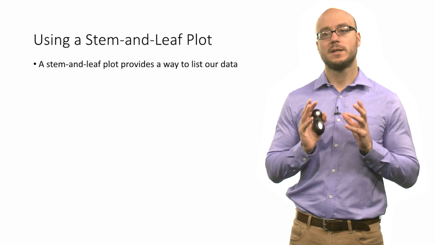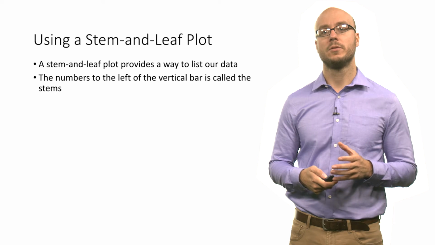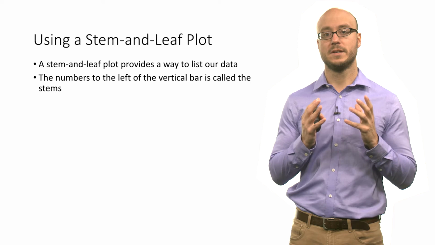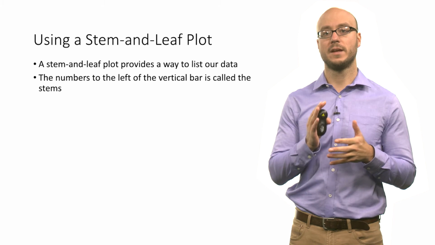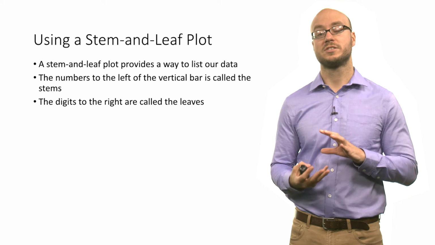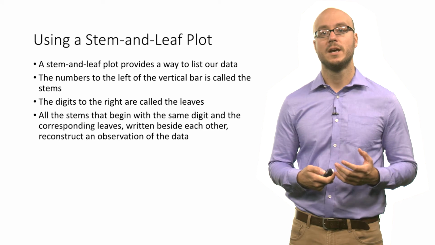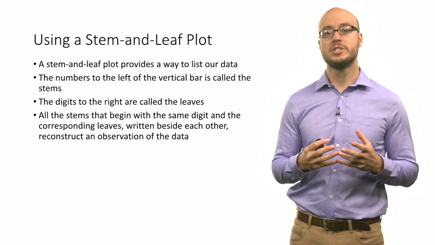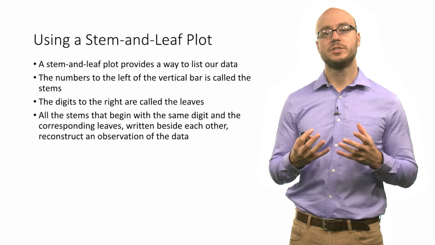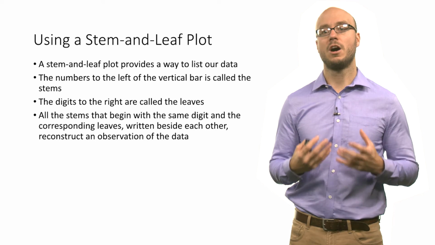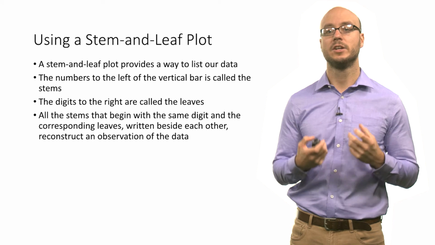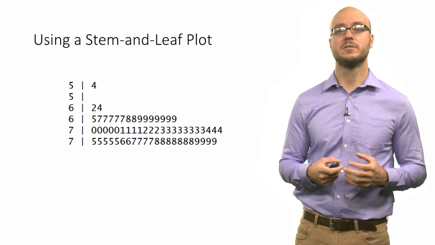It really is based on a list of our data. So in a stem and leaf plot, you have stems and leaves, right? The numbers to the left of a vertical bar are called the stems, and the digits to the right we call leaves. All the stems that begin with the same digit and the corresponding leaves are written beside each other, and this allows you to reconstruct each observation in a set of observations. You just use the stem and the leaf to reconstruct the actual values of the data points.